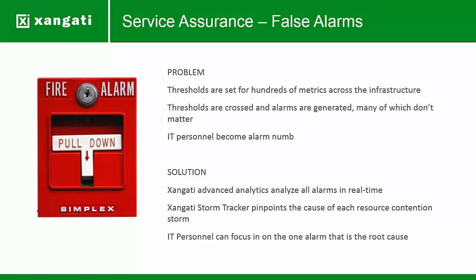And so what you need is a solution like Xangati that has dynamic thresholds. What we do is we look at all of the alarms that are being generated and we ask ourselves, have we seen this situation before? And we learn from the environment. It's called machine learning. We're able to go in and pinpoint the cause of any resource contention storms that are happening. We're able to take the false alarms out of the picture because we know when a real alarm is happening.